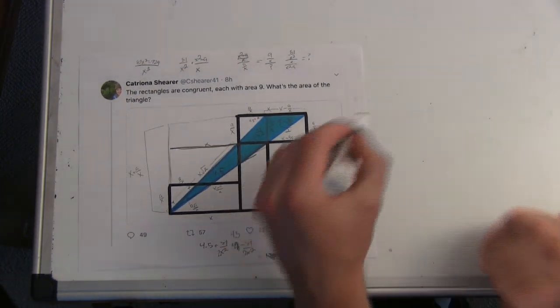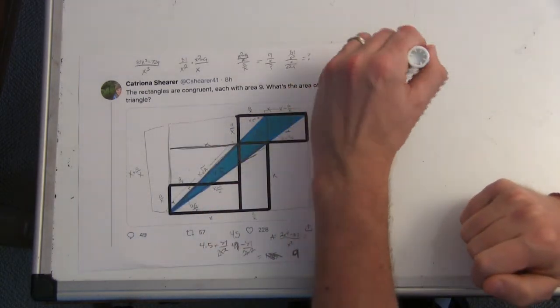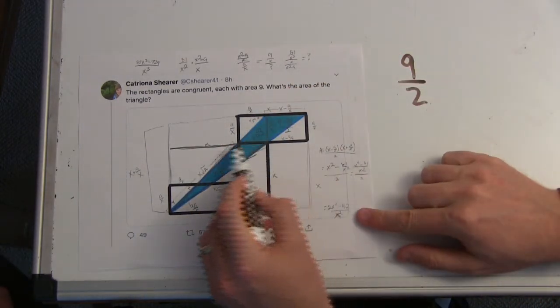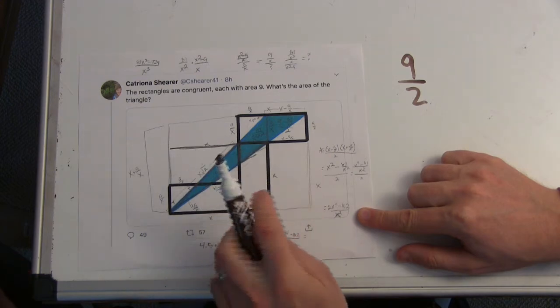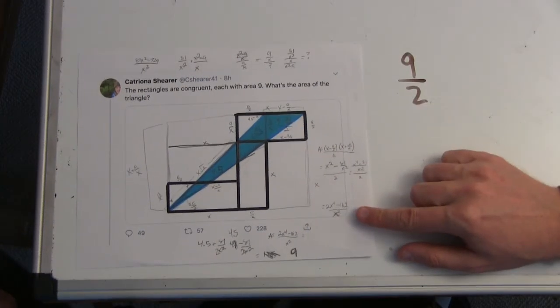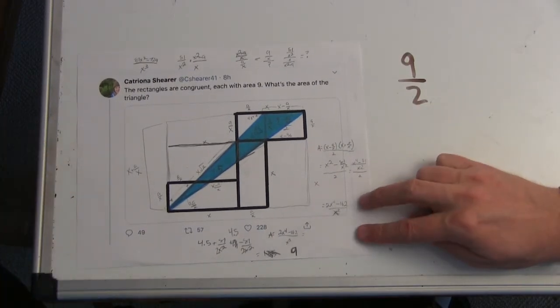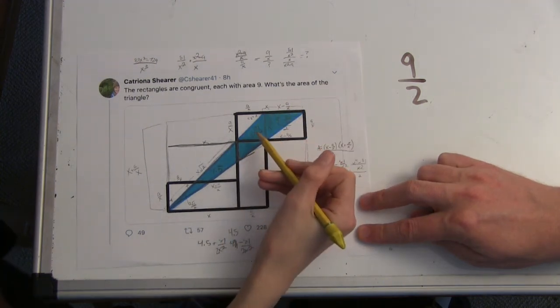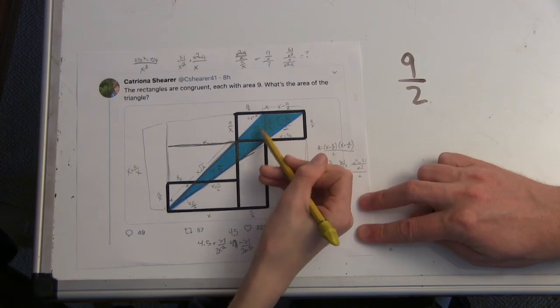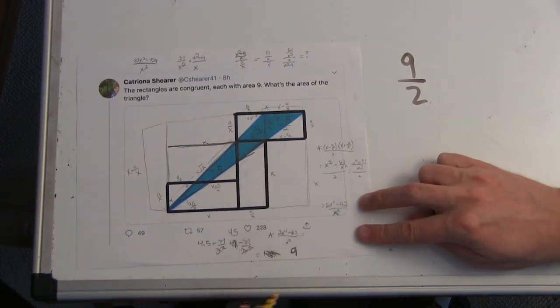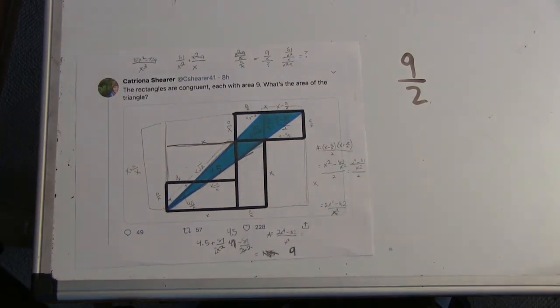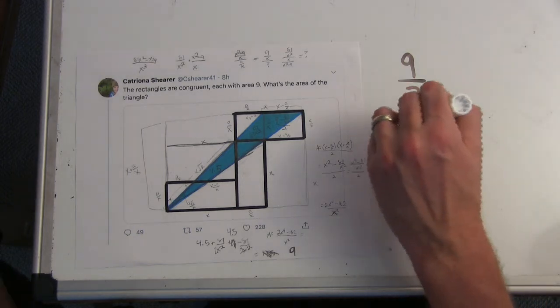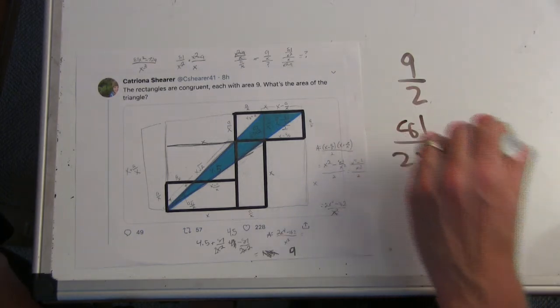There's our cat helping. So you got 9 halves for this lower one. Then this triangle here is 9 over x times 9 over x, over 2. So you get 81 over 2x squared.